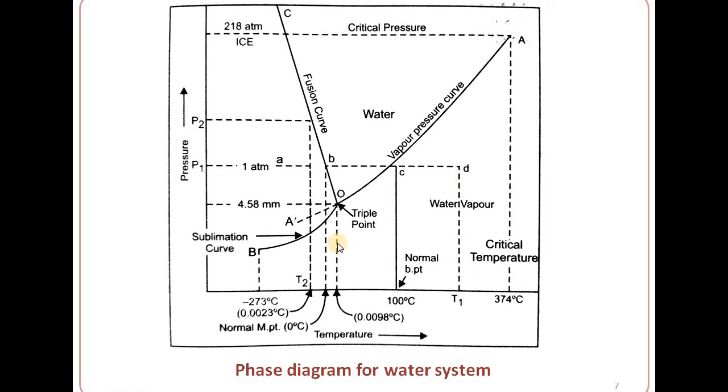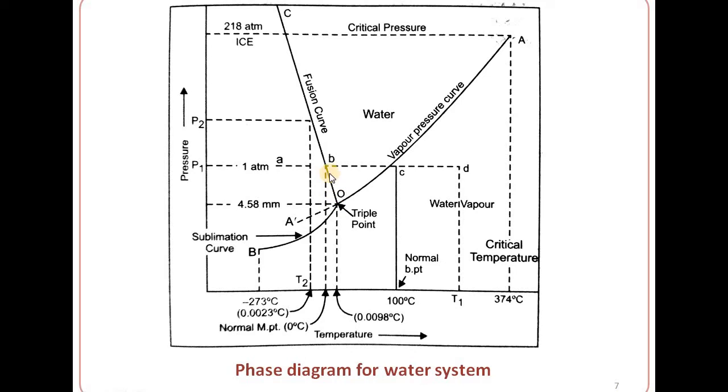In this area we are having only vapors, and in this area we are having only water. So ice, water and vapor are existing in these three areas. Along this line, which is a vapor pressure curve of water, we are having water and vapor in equilibrium with each other. Along this line OB, which is a sublimation curve, ice and water vapor will be in equilibrium with each other.